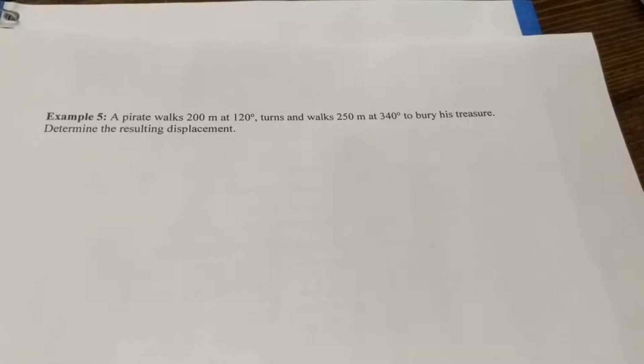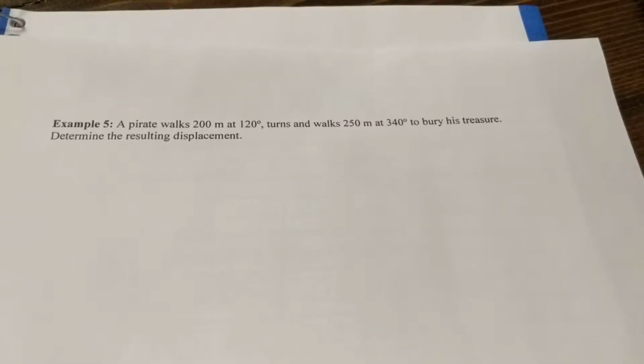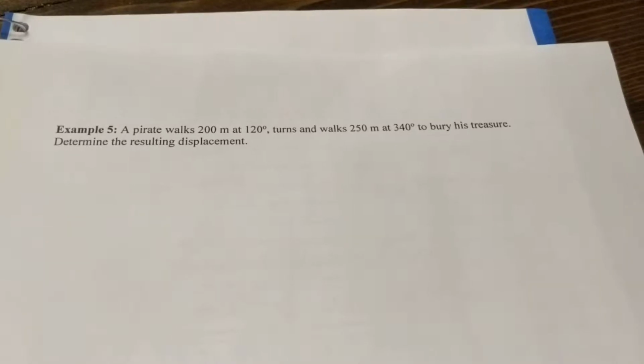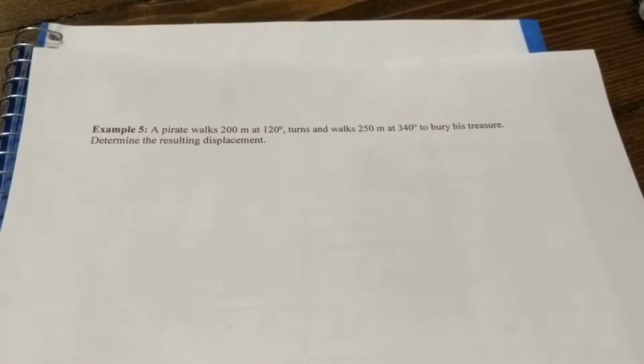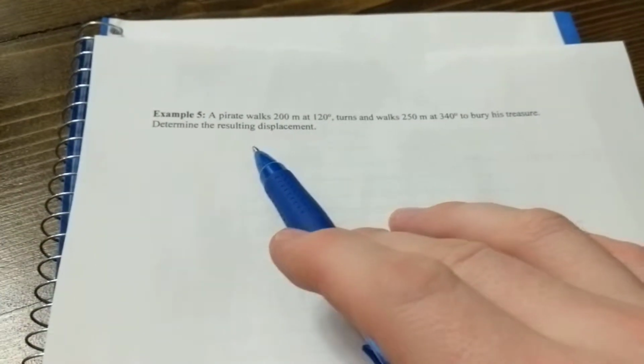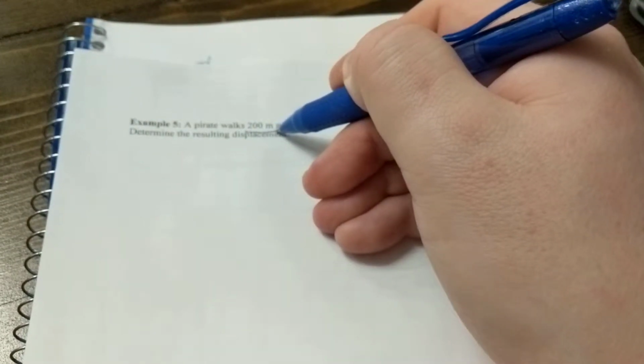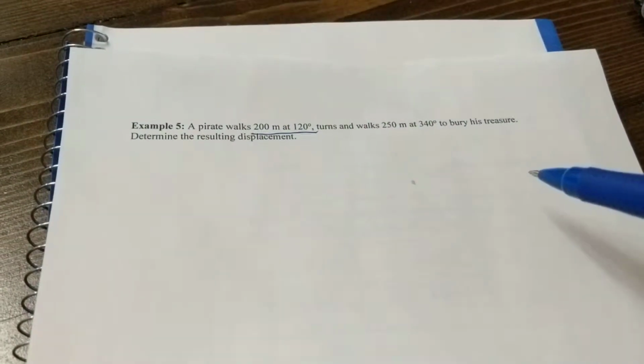Okay, for our very last example, we've got a pirate walking 200 meters at 120 degrees, turning and walking 250 meters at 340 degrees to bury his treasure. Determine the resulting displacement. So once again, just like the last problem, anytime we have multiple directions that they're walking in the problem, or they're moving, we're going to split it up into its parts.